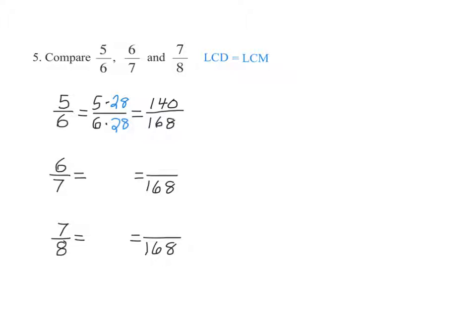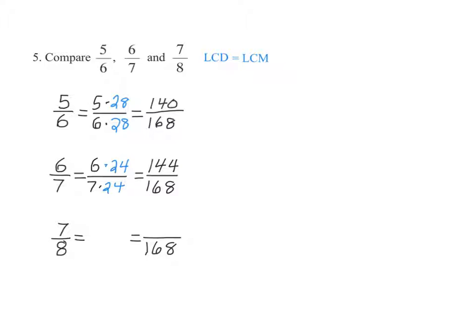For the next fraction, 6/7, we need to find a number that when multiplied by 7 gives us 168. And since 7 times 24 gives us 168, we multiply the top by 24. And 6 times 24 gives us 144.